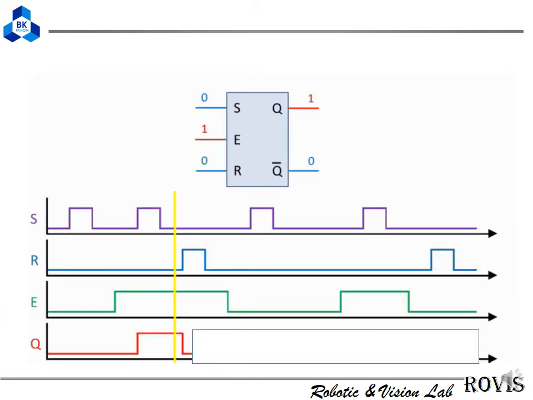Okay, and this is also an exercise. I have the S and R and E here. E here is the enable. We call this the control, like the C gate in the previous slide. And you also have to draw the remaining waveform of the Q.